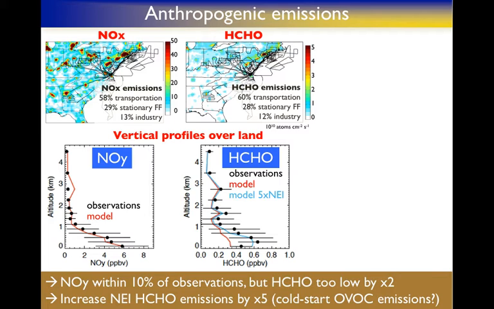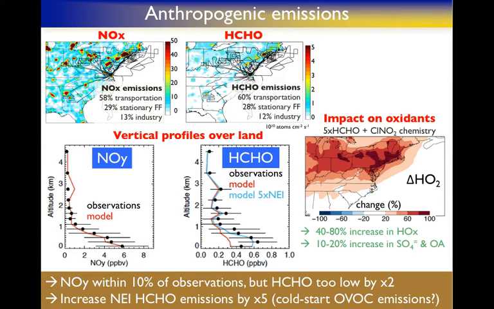Now this has important implications for the oxidant budget. When we included these enhanced formaldehyde emissions together with nitryl chloride chemistry, we see a large impact on HOx. HOx over the Northeast US increases by between 40 and 80%. And this in turn affects secondary aerosol formation, increasing sulfate and organic aerosol by 10 to 20%.